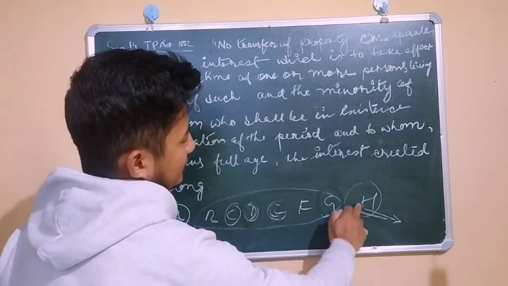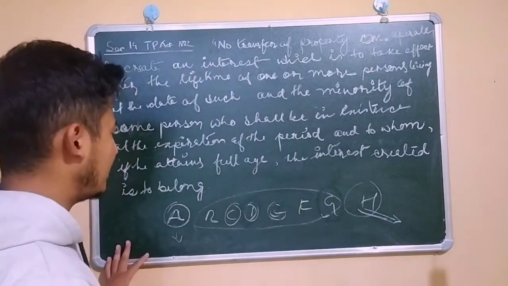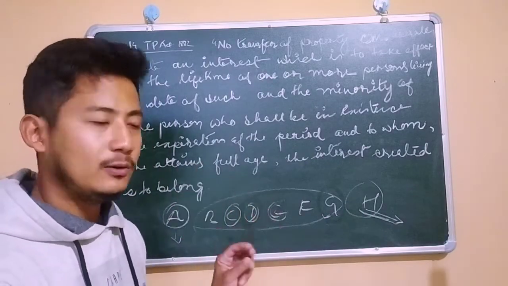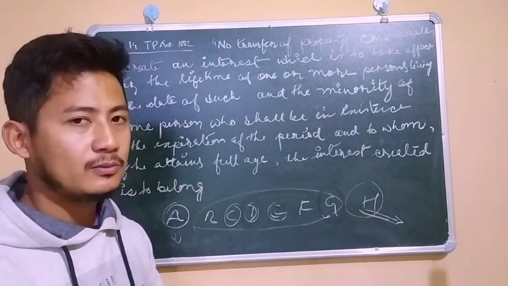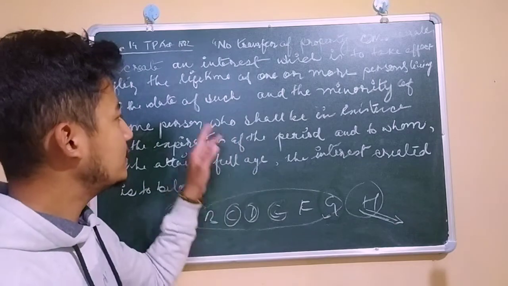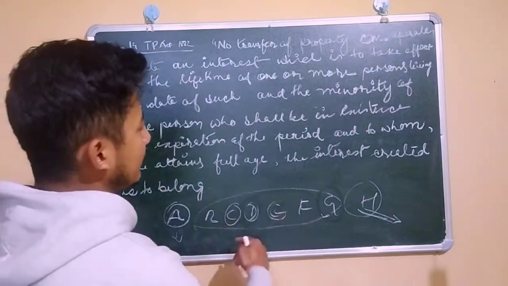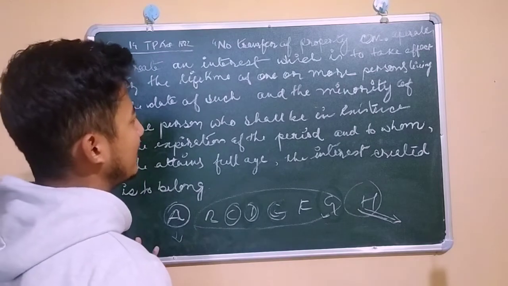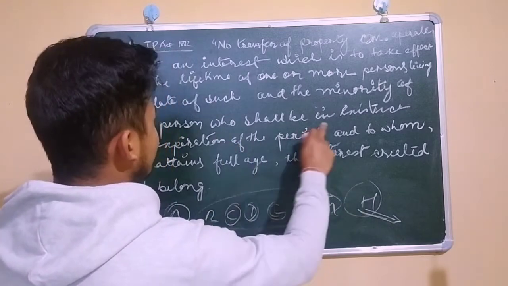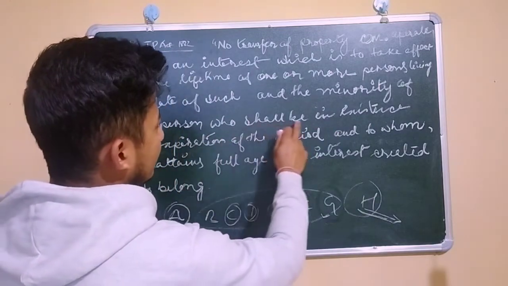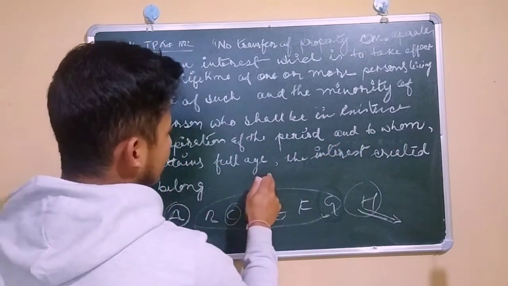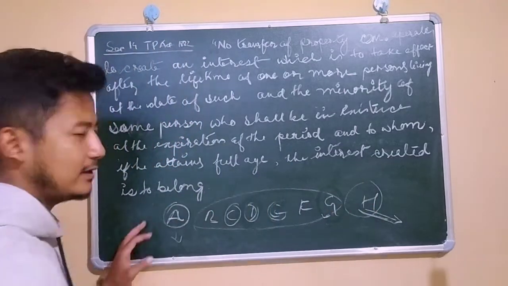H comes into existence and gets brought up, and until he becomes 18, the property will remain pending. But the moment he becomes 18 years old, I mean he ceases to be a minor, then the property will go to H directly. That's what it is saying, if he survives. If he doesn't survive, then there is no chance for H, and the property transfer will be cancelled. But if he survives and comes into existence, then he shall be in existence at the expiration of the period, and to whom, if he attains full age, the interest created is to belong. So that's what it is saying.